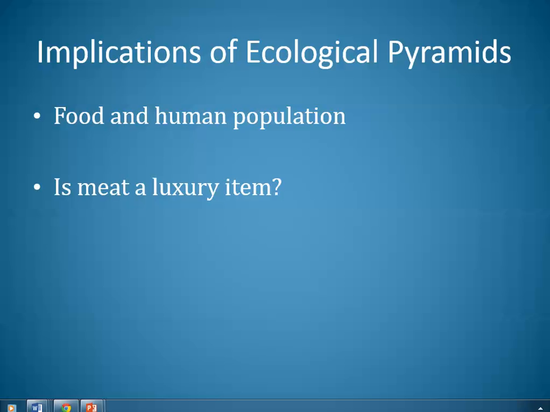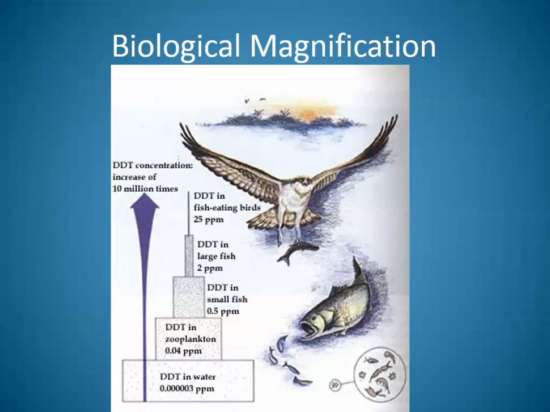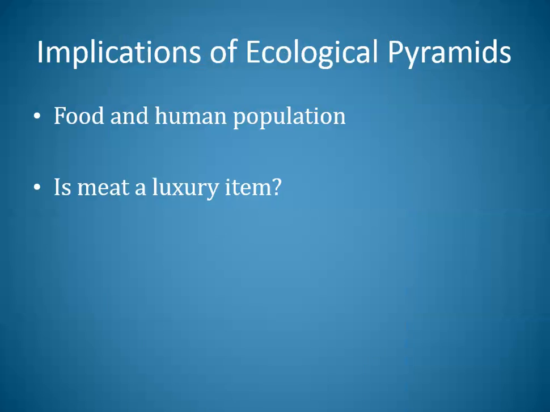Welcome back. So today we're going to continue our discussion about ecological pyramids, and we've already discussed DDT, so actually we'll start here. I just like this diagram. The ecological pyramid really illustrates how DDT was not only passed up the food chain, but was increased in its concentration by 10 million times. That's pretty significant.